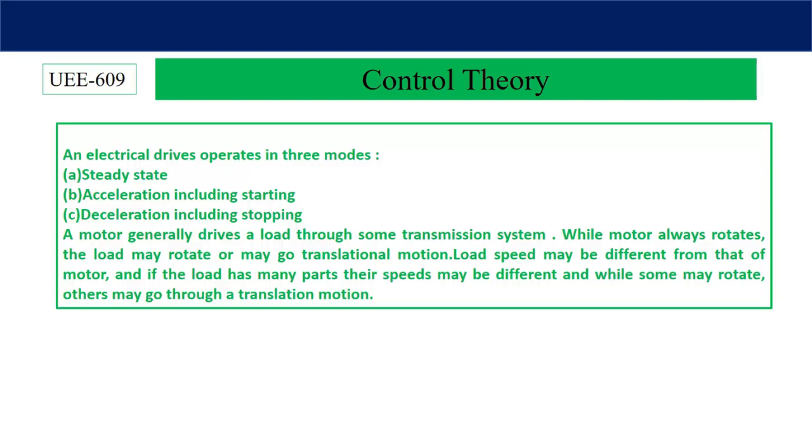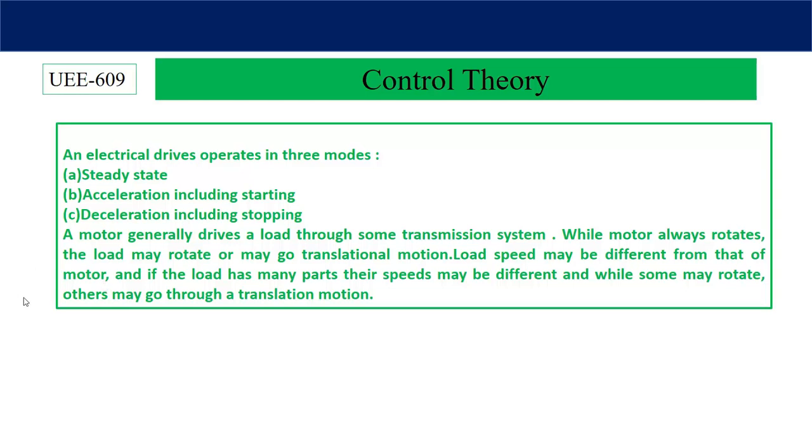Deceleration including stopping. A motor generally drives a load through some transmission system, and the transmission system may be rotational to rotational transmission system or rotational to translation system. Rotational to rotational is generally achieved by using a gear drive system. Rotational to translational can be achieved by using some conveyor belt arrangement or pulley arrangement. Now, while the motor always rotates, the load may rotate or may go through translational motion. Load speed may be different from that of the motor.